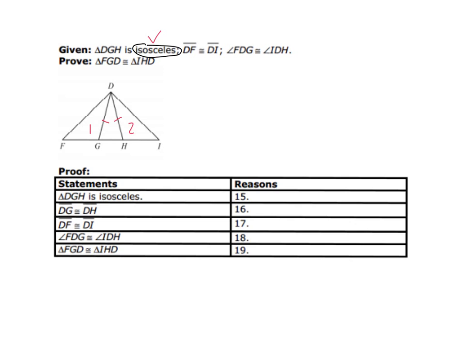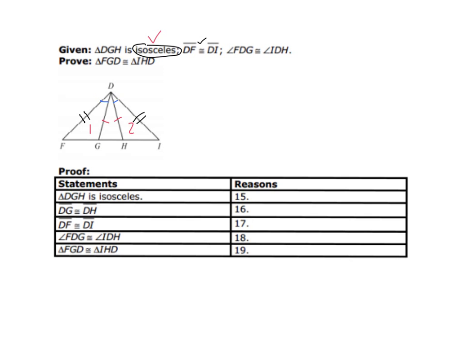Second piece of information is that DF is congruent to DI. So I'm going to make check there because we just marked that. And they give us one more piece of information, angle FDG. This angle here is congruent to IDH, which is this angle here. So I'll make those marks.